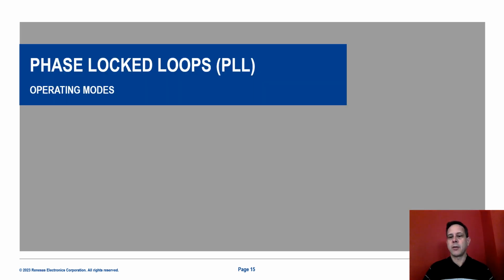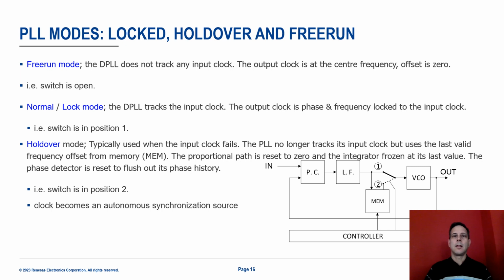As I mentioned earlier with the loop filter, a phase lock loop can be looked at as having different modes of operation as it's trying to acquire and track a reference input clock. The PLL really has three modes of operation. Free run mode, which is kind of as the name implies, is when the DPLL has no input to track, so generally at startup or initial power up.